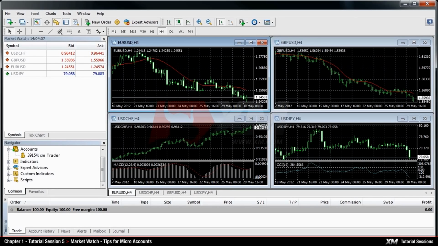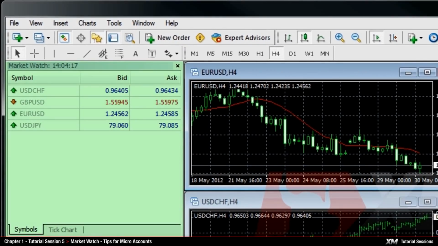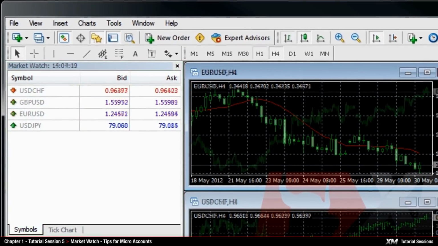Chapter 1. Market Watch – Tips for Micro Accounts. This tutorial is dedicated for micro trading account holders. You can see the Market Watch window at the top left side of the application.